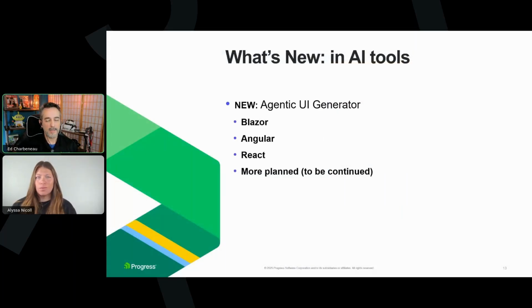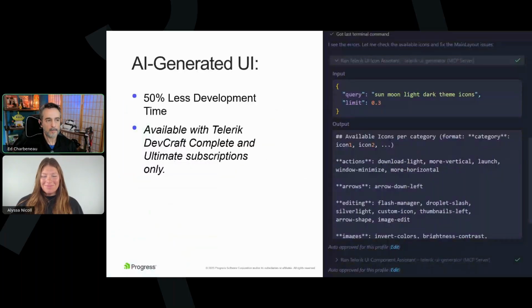The AI assistant is available for AJAX, it's available for ASP.NET Core, MVC, and Blazor. The new AI Agentic UI Generator is currently for Blazor, Angular, and React, and we are planning to bring this to more products as well. The AI UI Generator is cutting your development time almost in half, and it's currently available with your Telerik DevCraft and Ultimate subscriptions.